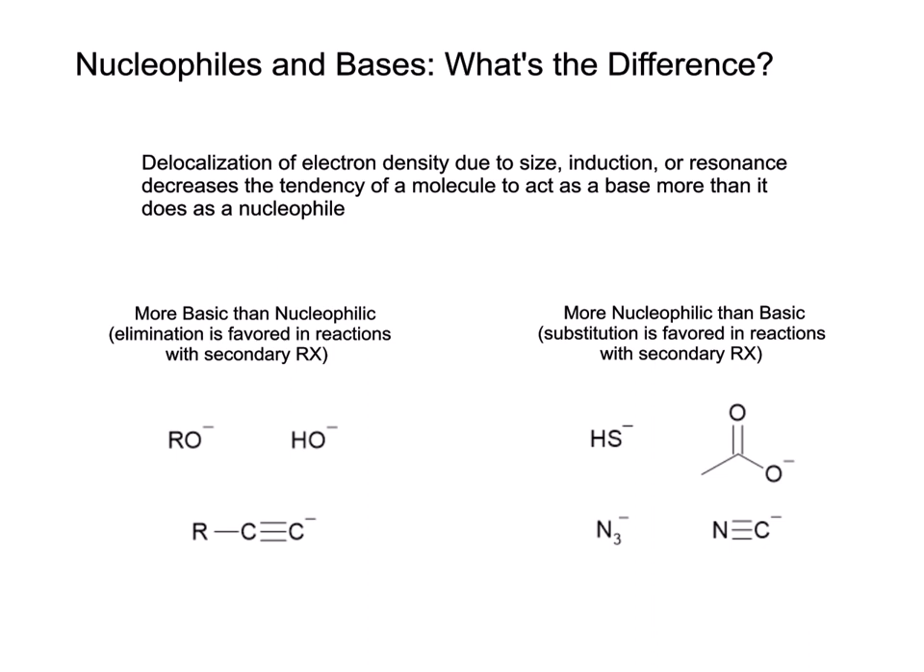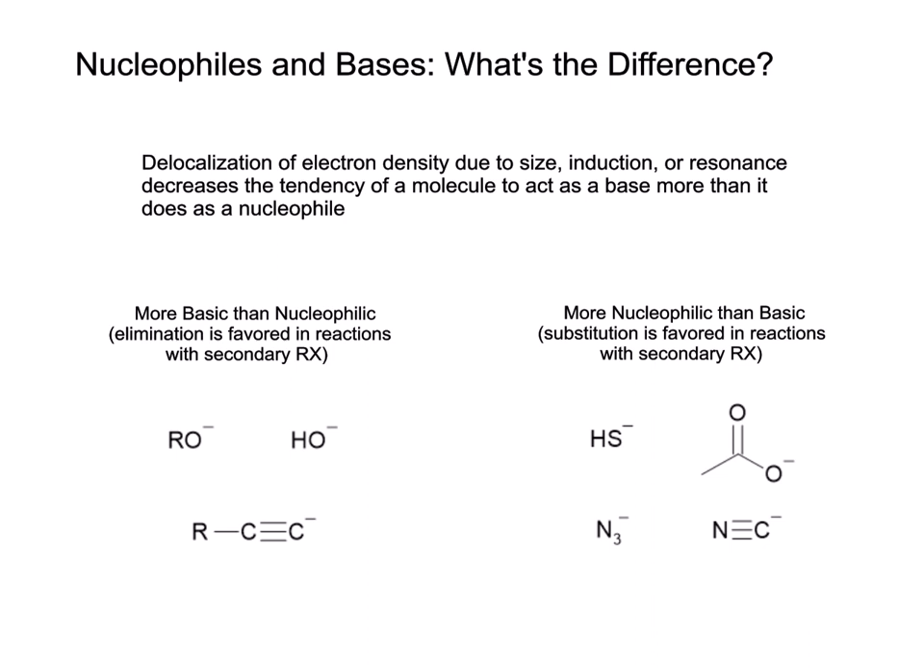On the right, we have four anions that are more nucleophilic than basic. That is, in reaction with secondary alkyl halides, these anions favor substitution reactions. And you'll notice there's a difference between the anions on the right-hand side that are more nucleophilic than the ones on the left-hand side that are more basic. And that is, we have more delocalization of the electron density for one reason or another.